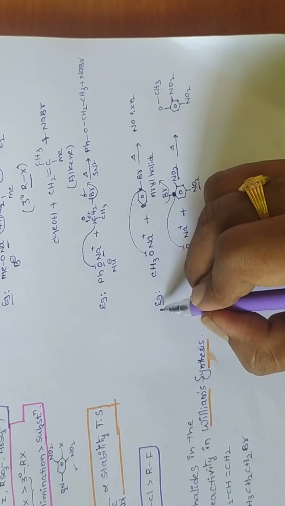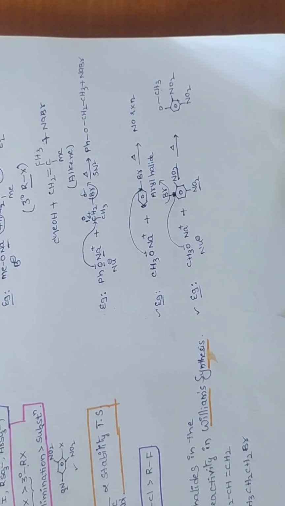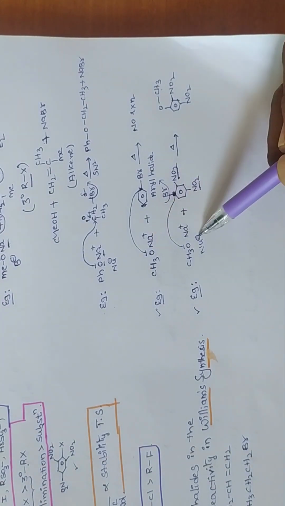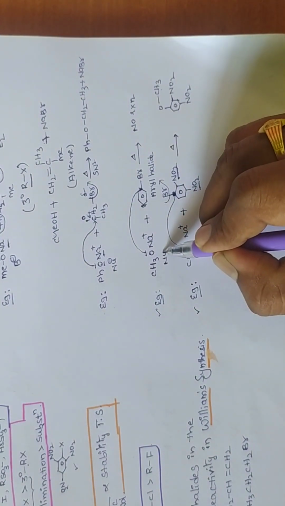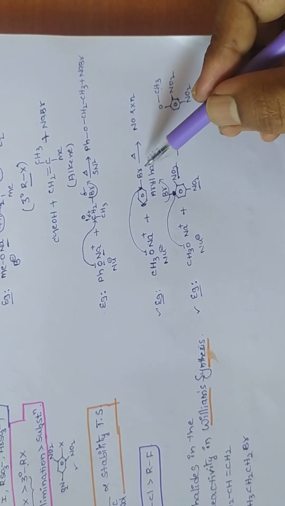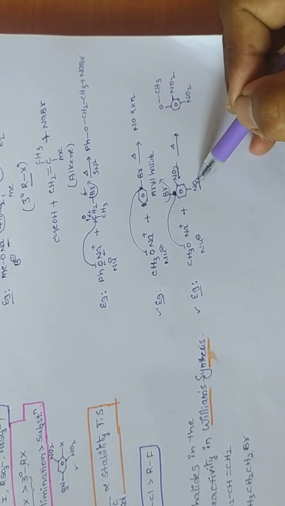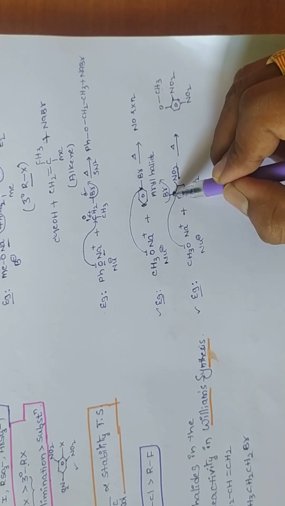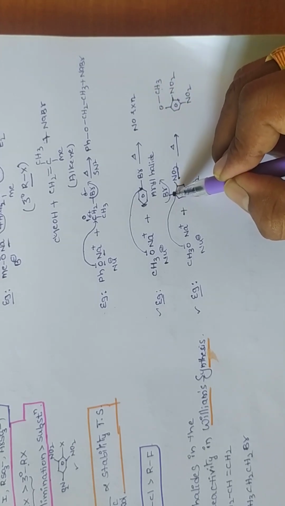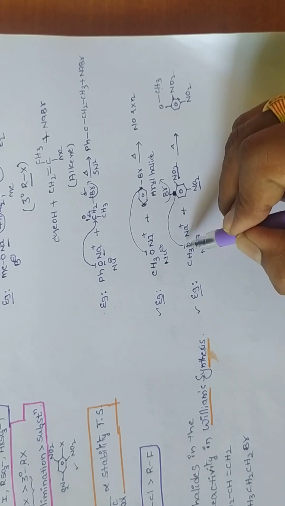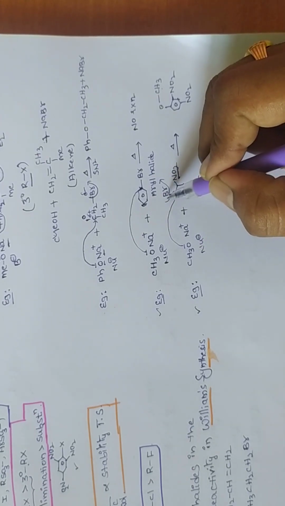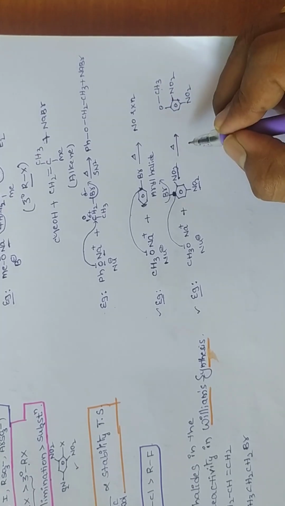See the difference between this reaction and this reaction. The nucleophile is the same, but here the alkyl halide has no withdrawing group. Here the aryl halide has a withdrawing group. Because of this withdrawing group, the halogen attached carbon is a more electron deficient center. So attacking of the nucleophile is easy. Then the leaving group is leaving from the front side.